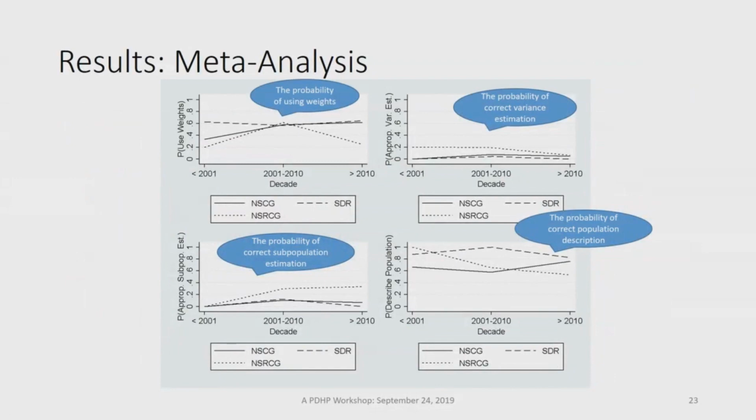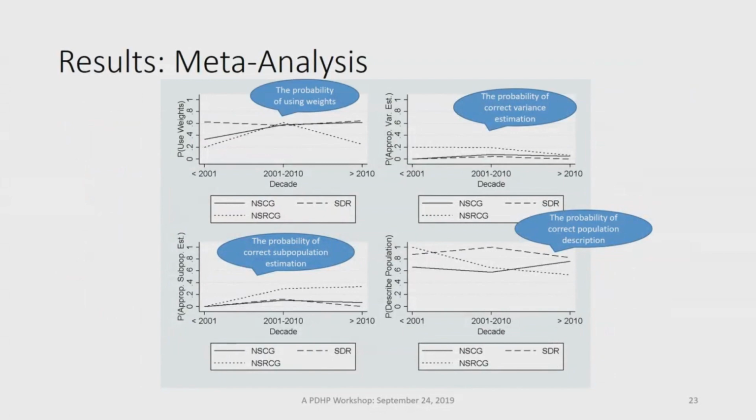Probability of variance estimation, that's the top right plot. That's just shocking to me, quite honestly, because it's not like this is new theory or these are new techniques to estimate sampling variance, and it's below 10% consistently, regardless of what the decade is. Subpopulation estimation in the lower left, and then describing the population correctly in the lower right. So there wasn't a lot of variability between surveys based on these coded data. And it doesn't seem like there's a trend that's improving.